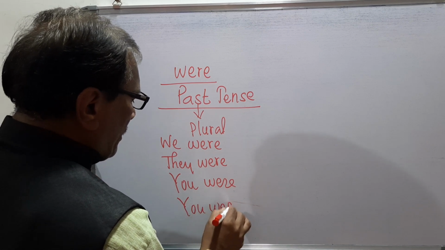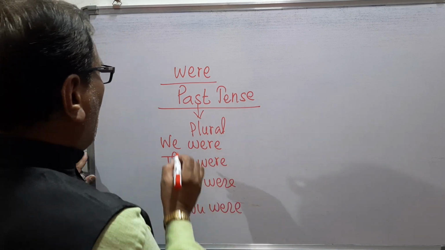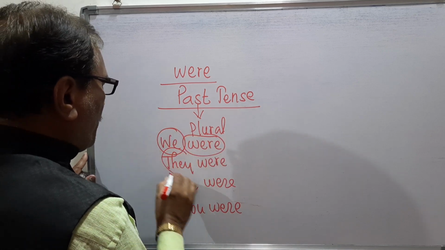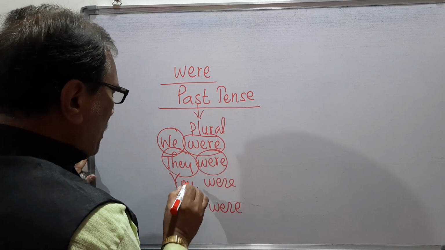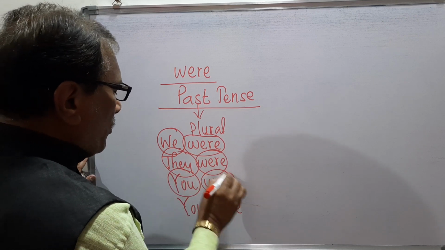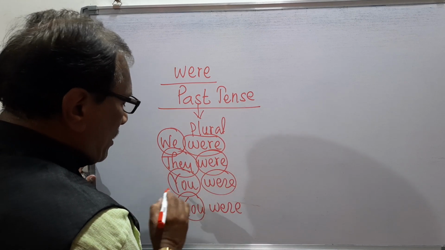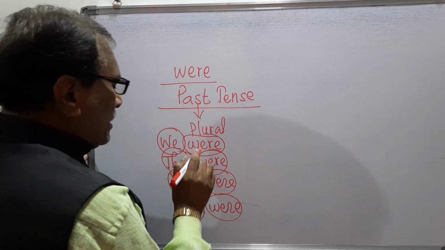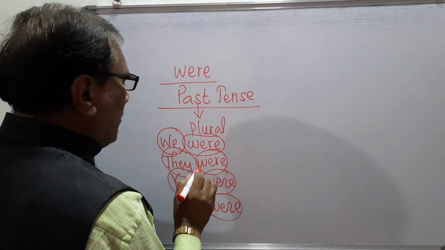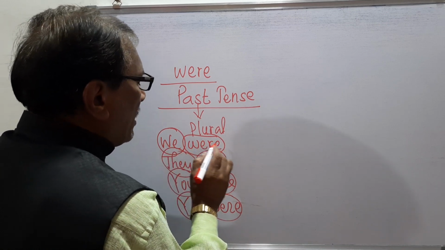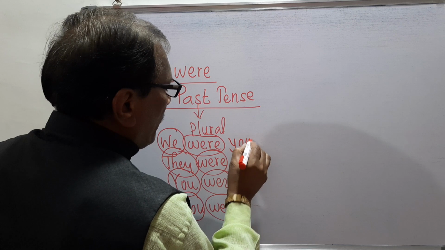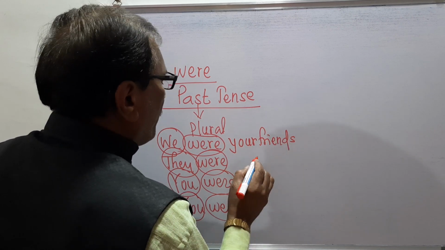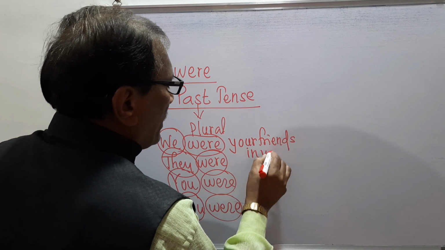So remember, the explanation is that this is plural, so the verb is plural. This is plural, so the verb is plural. And this is singular, but the verb is plural. This is the exception here. And this is the past tense. I will discuss here: we were your friends in your company.